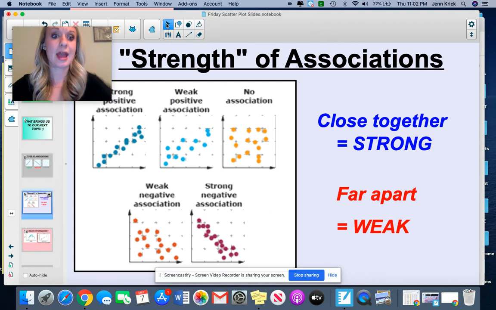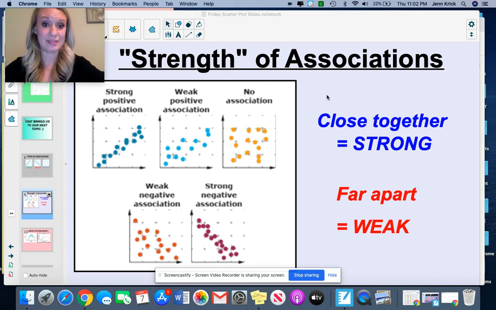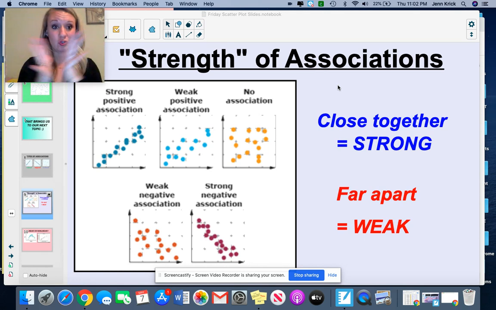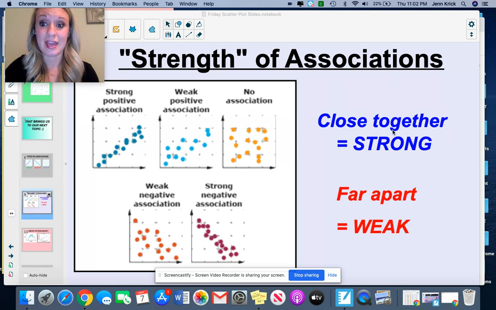Okay, next topic. Now we can dive even deeper. We know that we can identify positive and negative and none. Now you can identify the strength of the association. Here's my quick tip for you. If your dots are very close together, it is strong. Think about a family photo. If you've got your family members that are very close to you, like hugging arm in arm, that's usually like a close-knit family, like they're a strong family. Not always, but I'm just saying.